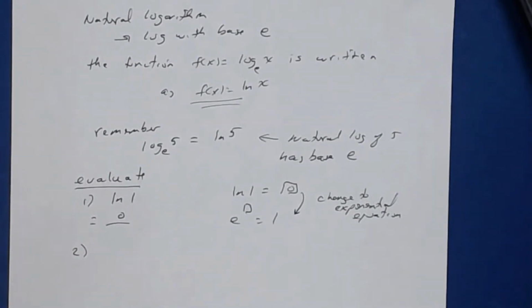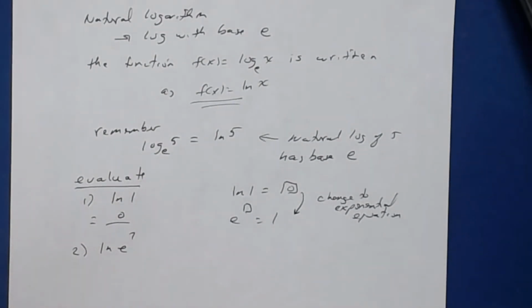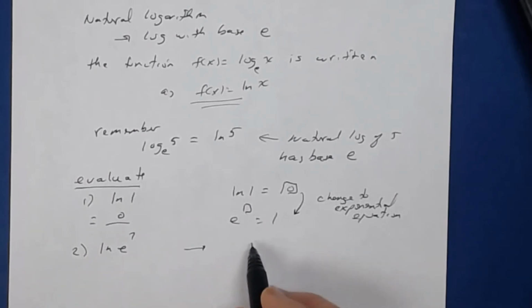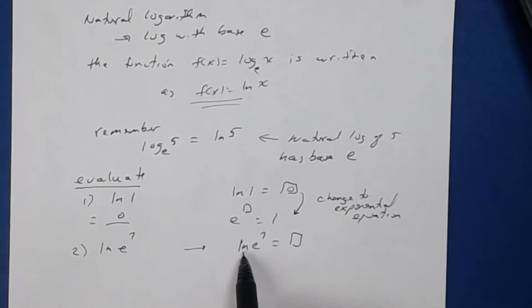All right, number 2. Let's suppose we had the natural log of e to the 7th power. No big deal, I can handle that. Let's change that to a log equation. So that's the natural log of e to the 7th equals box, right? You don't see a base here. What's that base understood to be? The base is understood to be e.